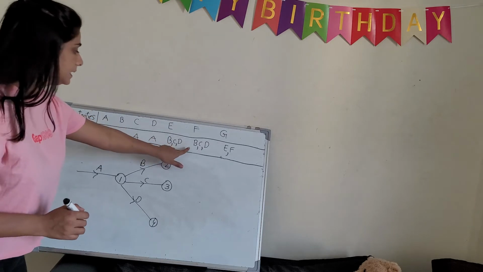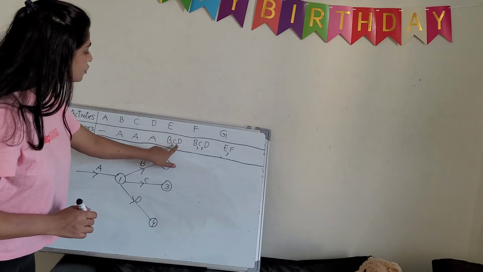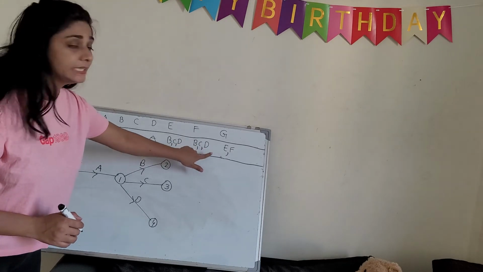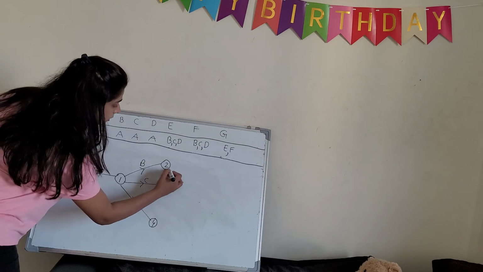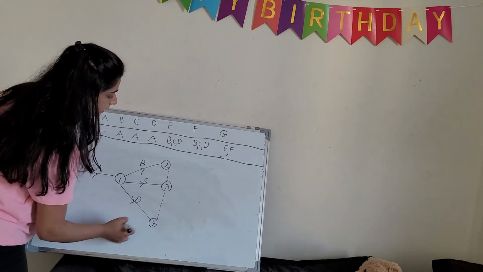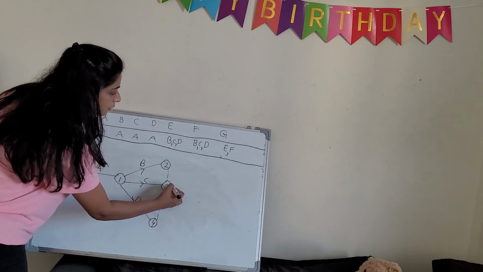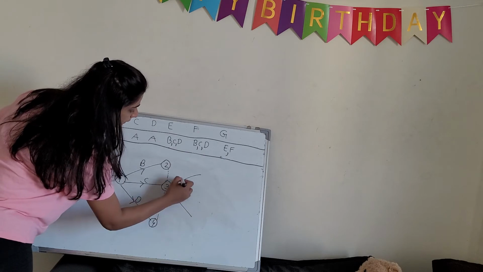Now we can see here E and F activities are starting after completion of B, C and D. So how will we do it? We will connect these activities at a point. So like this we will connect, and from this point we can start activity E and F, right?